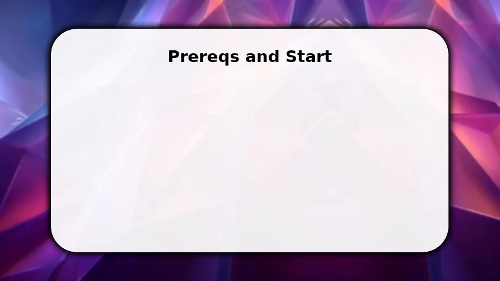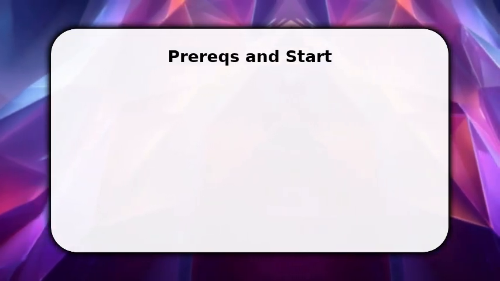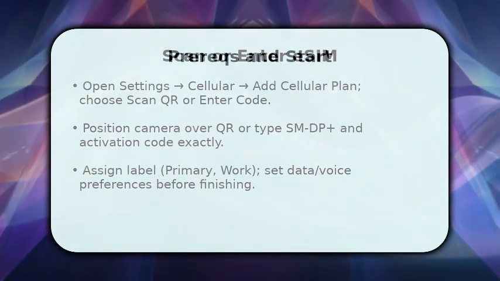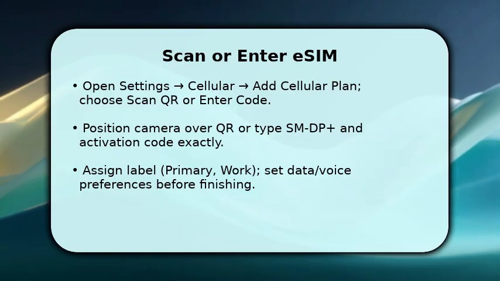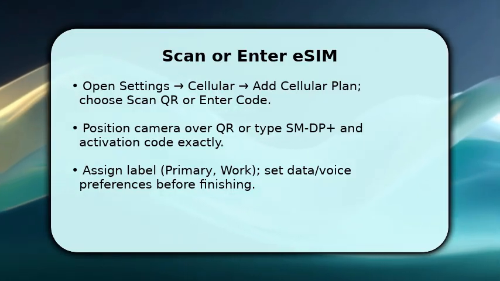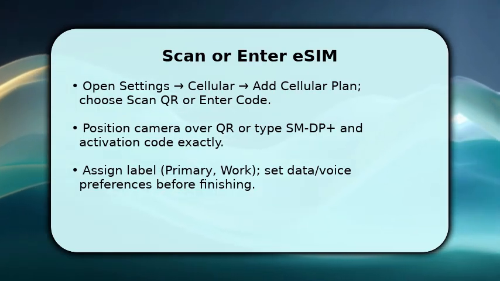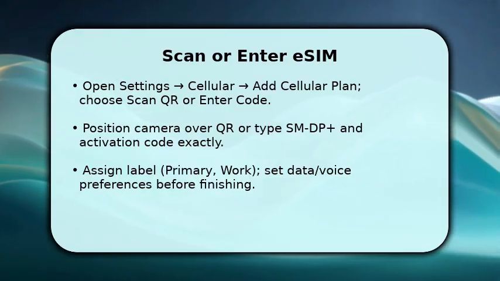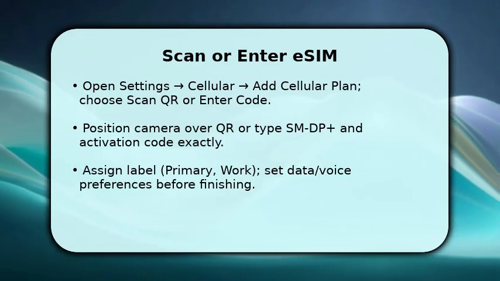Then open Settings and navigate to the cellular or mobile plan section, so you're ready to scan or enter the activation details immediately. You now add the new plan. Go to Settings, Cellular or Mobile Plans, and tap Add Cellular Plan. If you have a QR code, choose Scan QR and align it until the phone recognizes the code. If given manual details, pick Enter Details and type the SM-DP+ address and activation code exactly as provided.